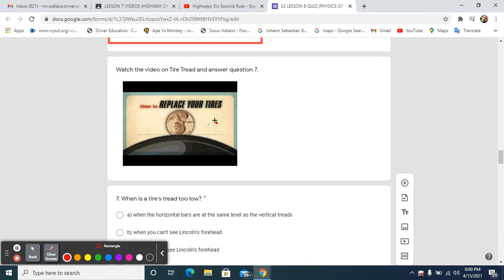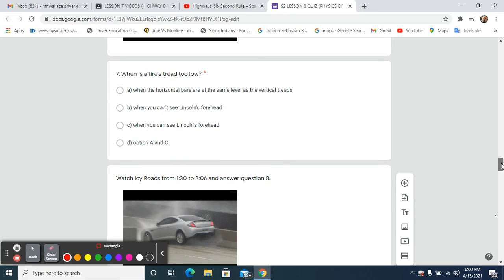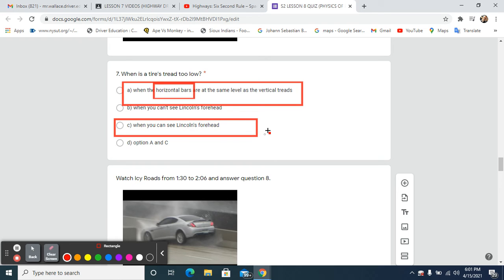Okay, after watching this video about depth of tread, we know your tire's tread is too low when the horizontal bars are at the same level as the vertical treads. That is true. So we want this answer. When you can't see Abraham Lincoln's forehead, no, that means it's very deep. And when you can see his forehead completely, that is also true. So our answer is D.